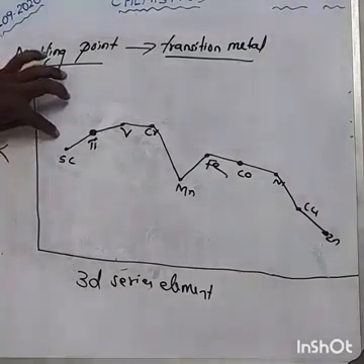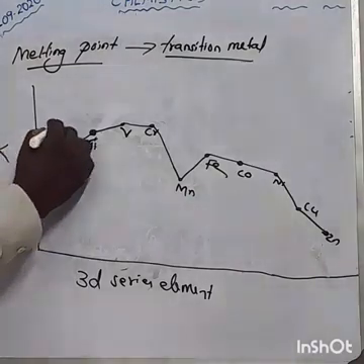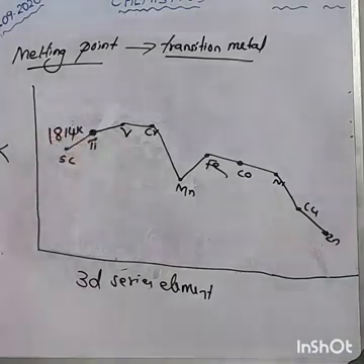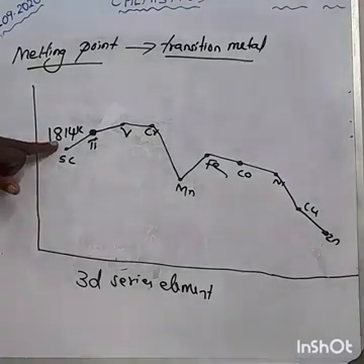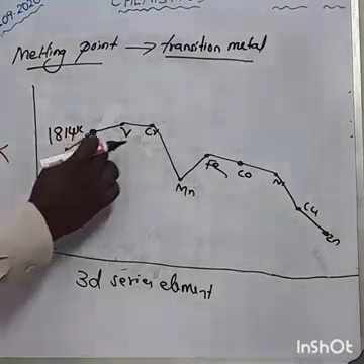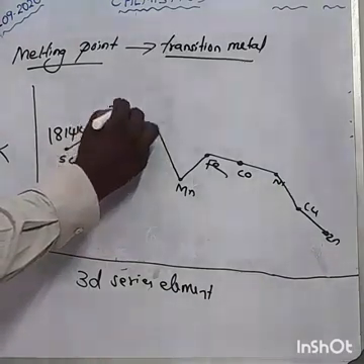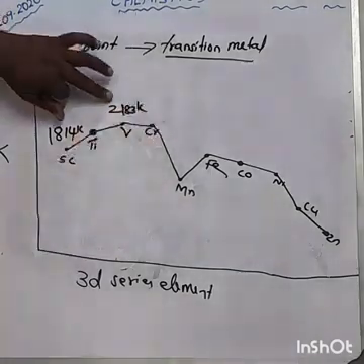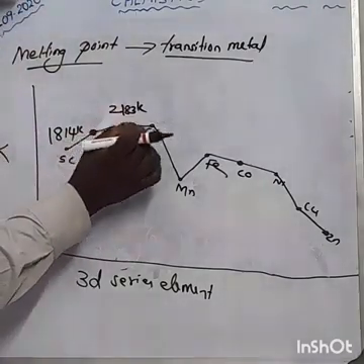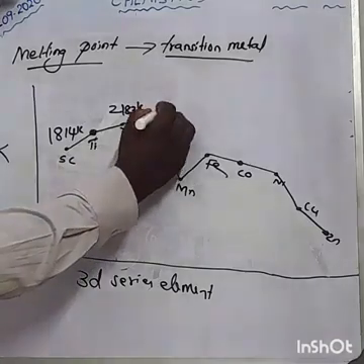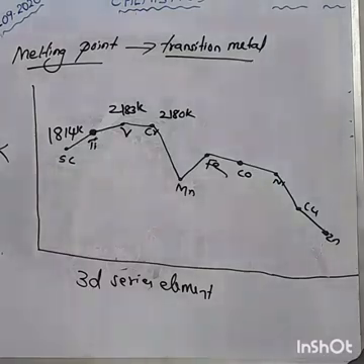First is scandium. Here you should learn the scandium. What is the melting point of scandium? 1814 Kelvin. And also about the vanadium, 2183 Kelvin. And close to chromium, the next melting point is 2180 Kelvin. These are all the four one-way questions.